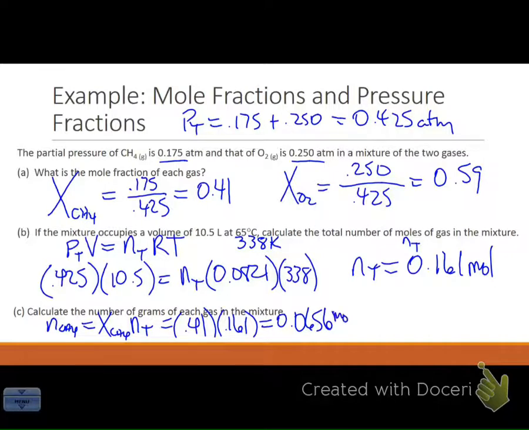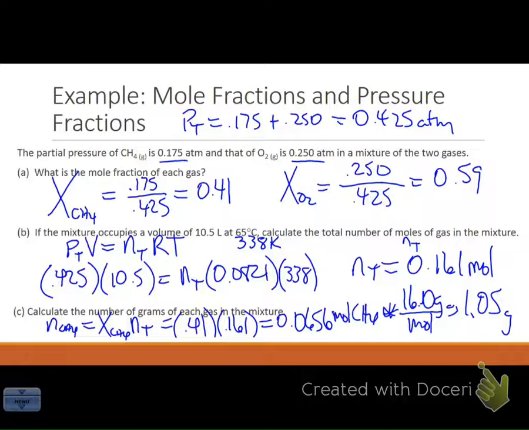0.0656 moles of methane. And then we'll convert that to grams by multiplying times the molar mass, 16.0 grams per mole. And I got 1.05 grams. All right, now you do the same thing for oxygen. Hit pause, do your calculations. I'm going to give the answer at the top of the page here in a second.